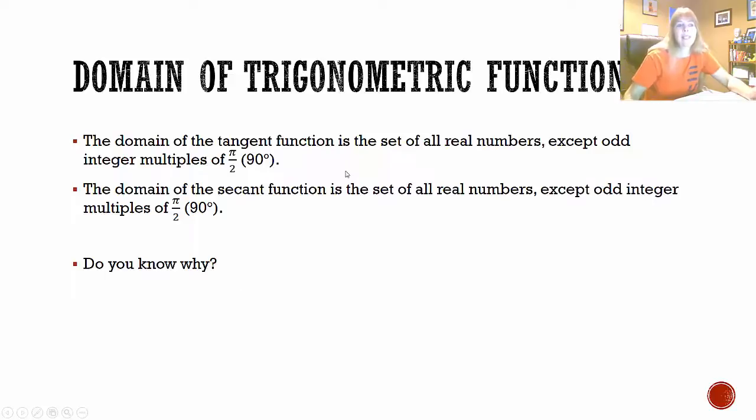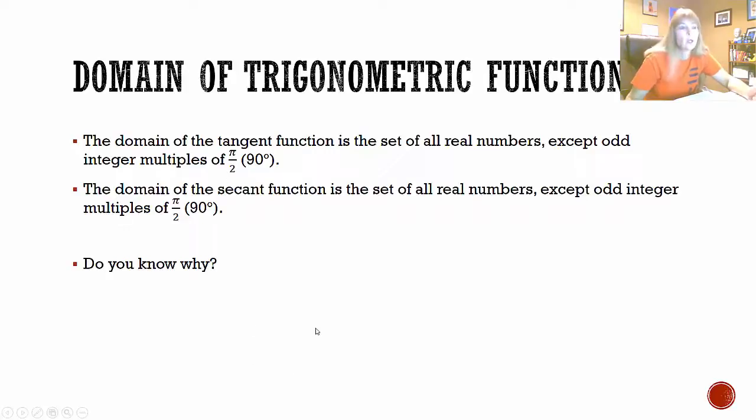The domain of the tangent function is the set of all real numbers except odd integer multiples of pi over 2, or 90 degrees. The domain of the secant function is the set of all real numbers except odd multiples. So the tangent and the secant have the same domain, any value except odd integer multiples of pi over 2.